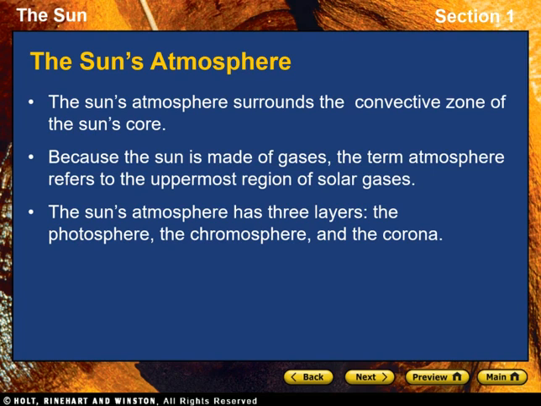The Sun's atmosphere. Surrounding the convective zone is the Sun's atmosphere. Although the Sun is made of gases, the term atmosphere refers to the uppermost region of solar gases. This region has three layers: the photosphere, the chromosphere, and the corona.